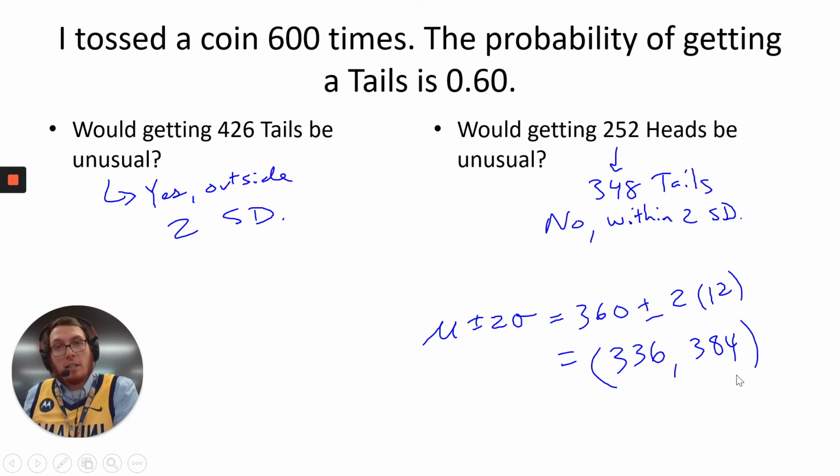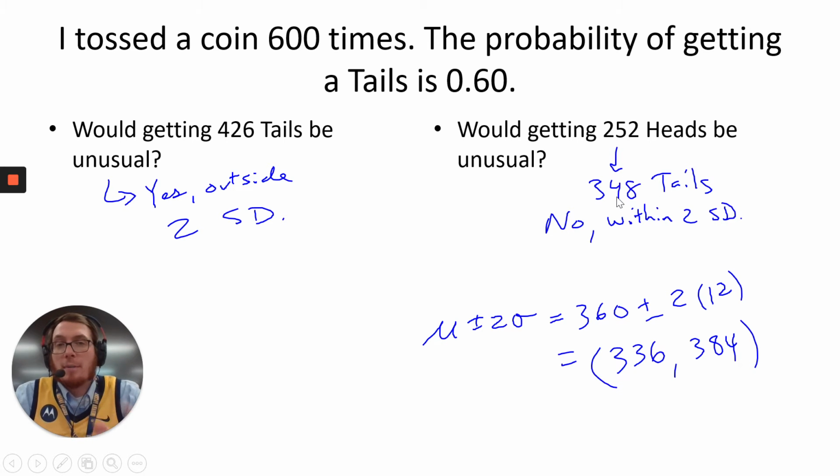Now, we could have done the ideas from the previous section, but to figure out 426, I'd have to do at least 426. So I'd have to do 426 plus 427 all the way up to 600. And so it's much easier to just say, well, let's just do two standard deviations and figure out if it's unusual that way. Would getting 252 heads be unusual?